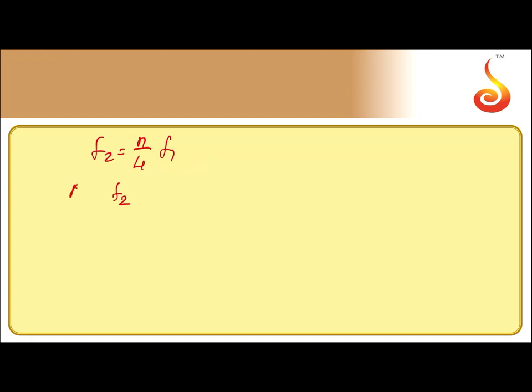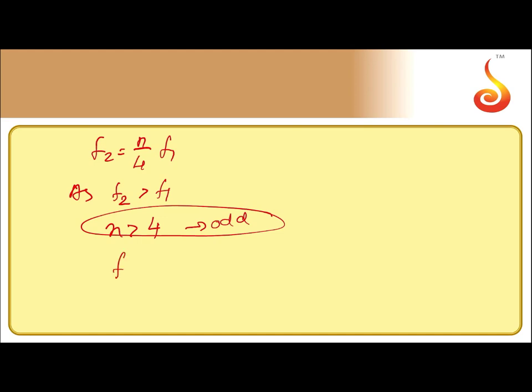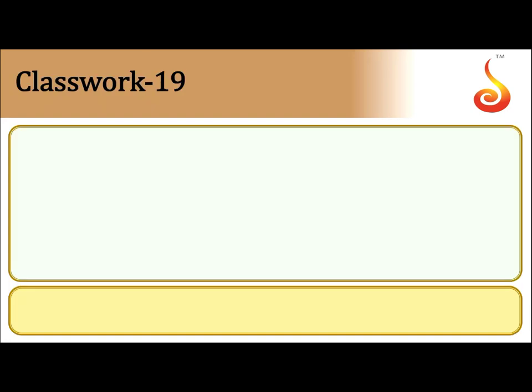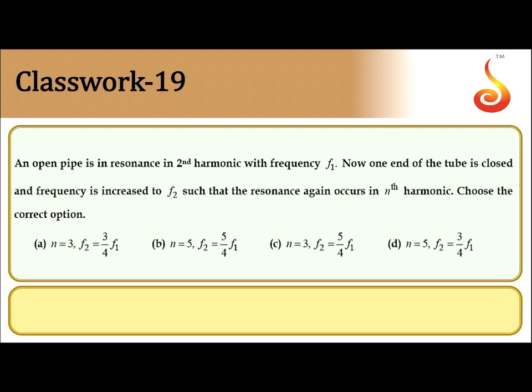As F2 is greater than F1, N should be greater than 4 and it should be an odd number. So the next best possibility becomes 5 divided by 4 times F1. So the correct option is N equal to 5, right? Once you find the value of N is equal to 5, the value of F2 should be 5 by 4 F1. So B should be our correct choice.